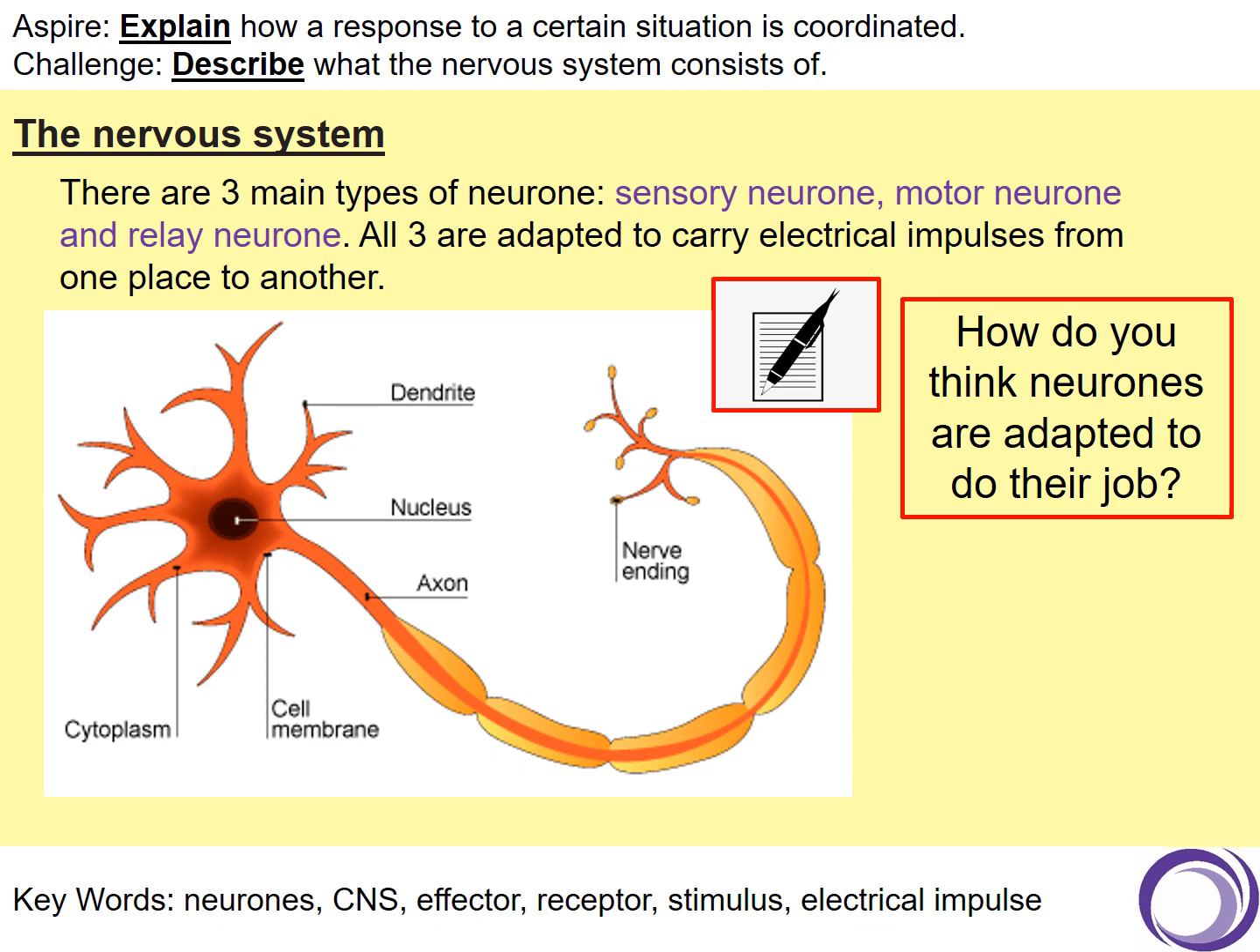So in our body, there are three main types of neurons: sensory neuron, a motor neuron, and a relay neuron. And all three of them are adapted to carry electrical impulses from one place to another in the body. So already you've learned a lot about cells, and also how all cells might have certain adaptations on them to carry out a certain job within our bodies. So I want you to look at this nerve cell, this neuron. And I would like you to write down on your paper how you think this nerve cell is adapted to do its job. I'm going to give you 1 minute, off you go.